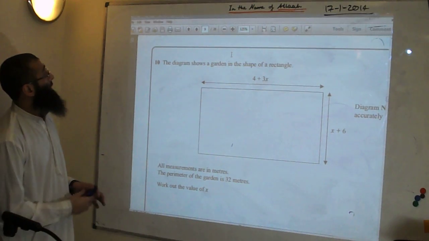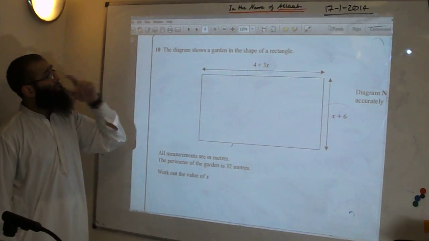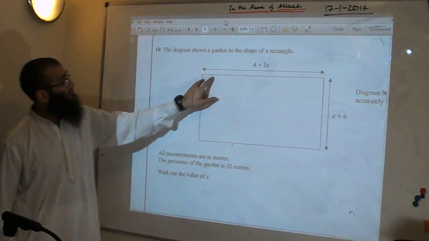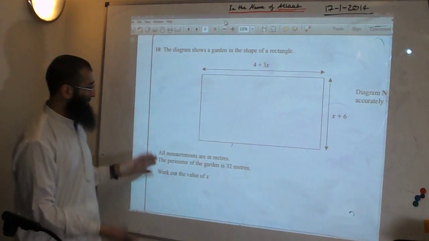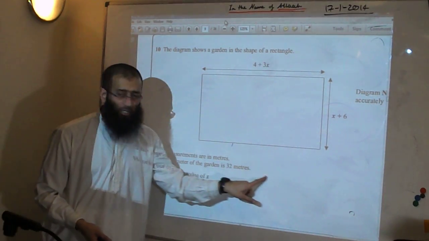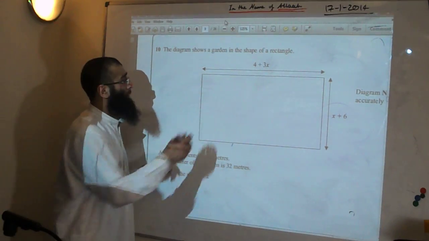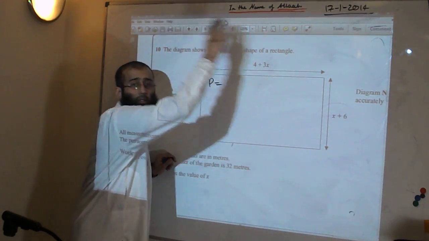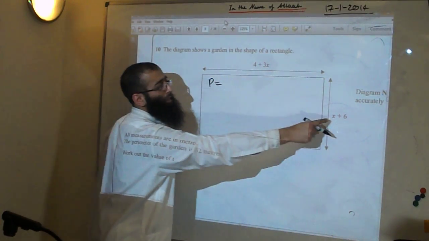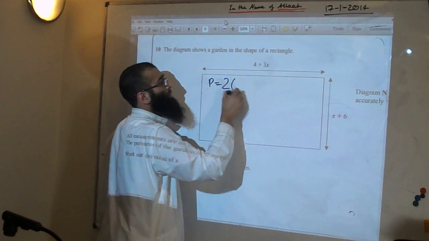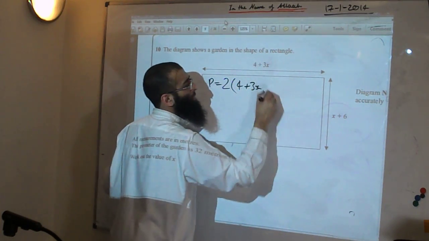Right, here we go. Take it up a bit. Right. The diagram shows a garden in the shape of a rectangle. So we have the length is 4 plus 3x and the width is x plus 6 meters. The perimeter of the garden is 32 meters. Now, let's quickly have a definition of perimeter. Perimeter is the distance around the shape, yeah? So, how many of these do we have? 2. And how many of these do we have? 2. So, it's going to be 2 of these and 2 of them.